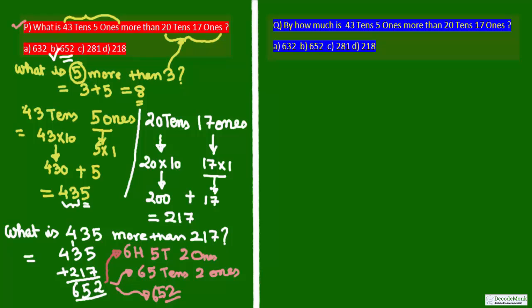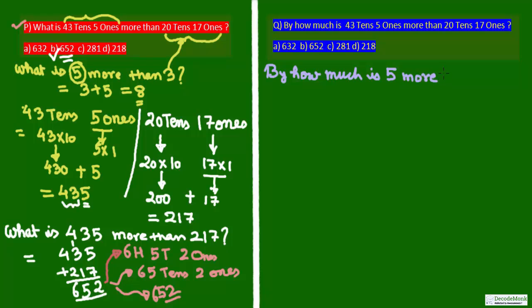Now a very similar question, but the meaning is very different over here, is represented by question number Q. I am putting these two questions at the same place to make it clear that understanding of the questions is very important to answer them correctly and confidently. The question number Q goes like this: by how much is 43 tens 5 ones more than 20 tens 17 ones?